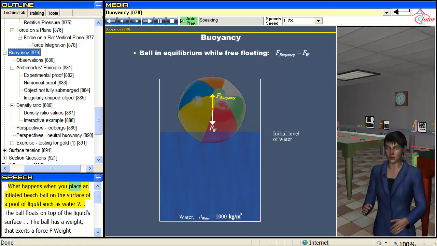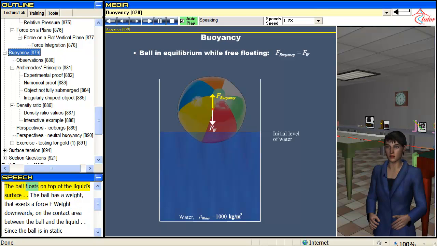What happens when you place an inflated beach ball on the surface of a pool of liquid such as water? The ball floats on top of the liquid's surface.